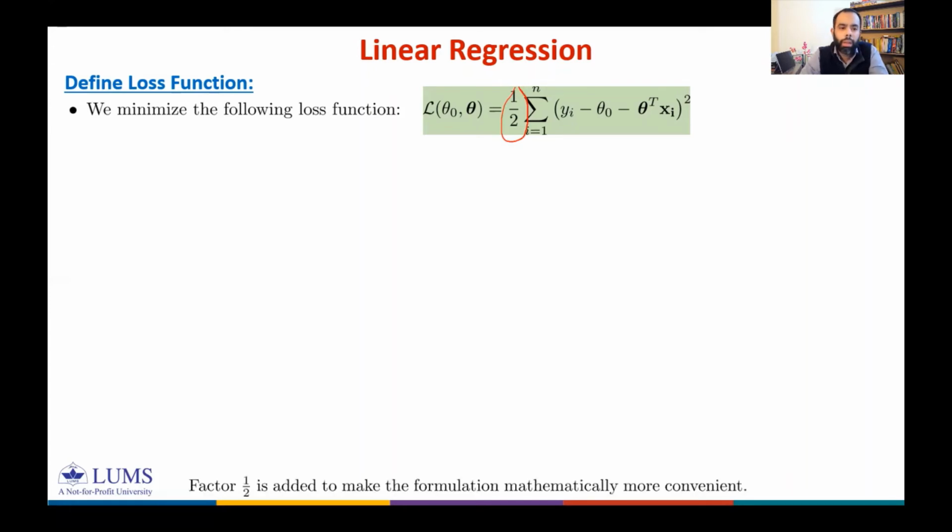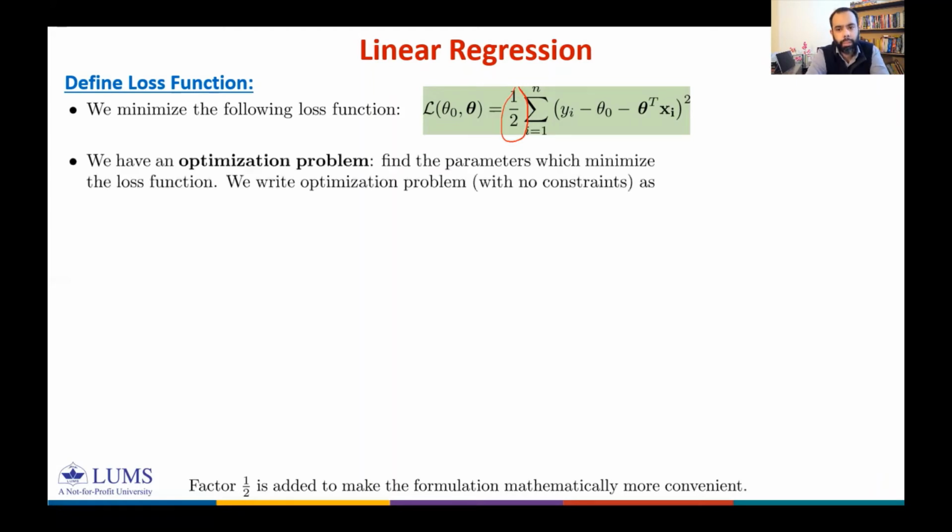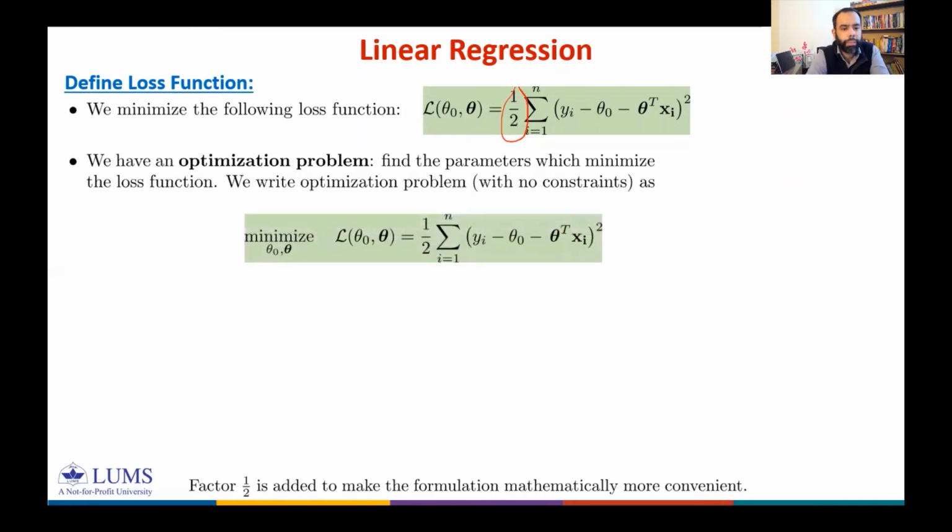Okay, so we have an optimization problem in hand. We want to find the parameters theta and theta naught for which this loss function is minimized. This can be mathematically expressed as: we want to minimize this loss function, and when we minimize this, we will find theta naught and theta. Okay, how do we solve it?